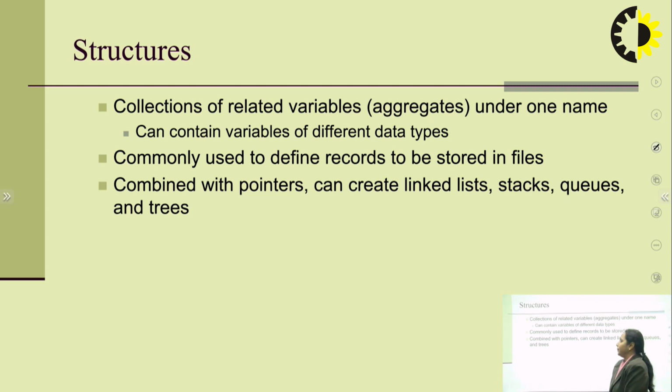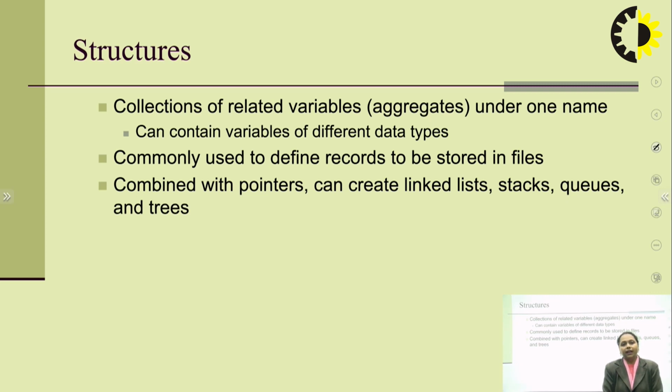So we can say the collection of related variables under one name is nothing but a structure. A structure is a collection of different data types, because a record contains multiple columns or fields, and the columns are of different types, so structures are similar to those. Structures create such type of data only. These are commonly used to define records to be stored in files, meaning we can store data in the form of records.